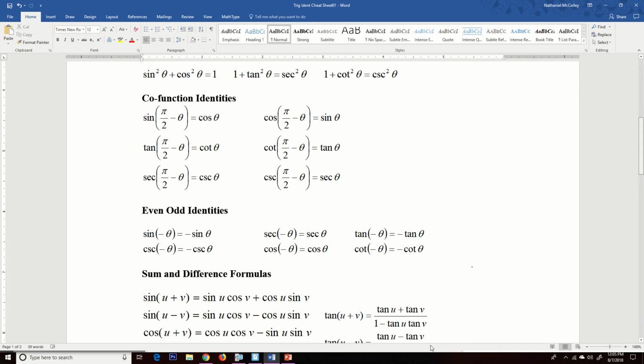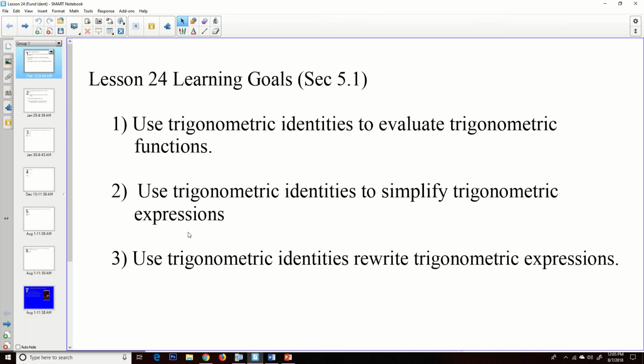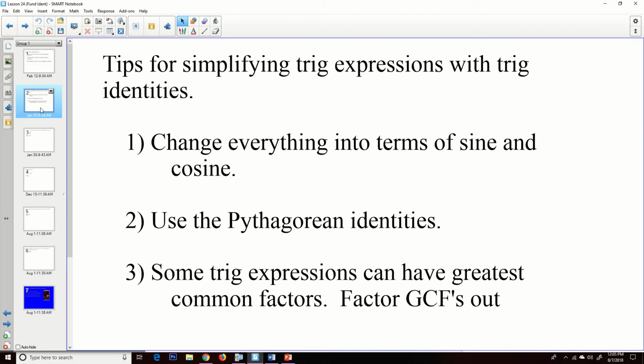Especially these cofunction identities. And so you might want to take a look at that as we go through this. First, tips for simplifying trig expressions with trig identities. And again, none of these rules are hard, fast rules, nor should you necessarily take them in order, but certainly some things that we do often. If you ever get stuck, change everything into terms of sine and cosine.